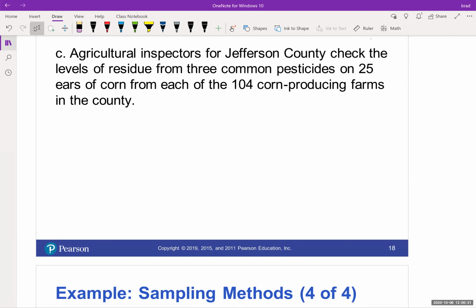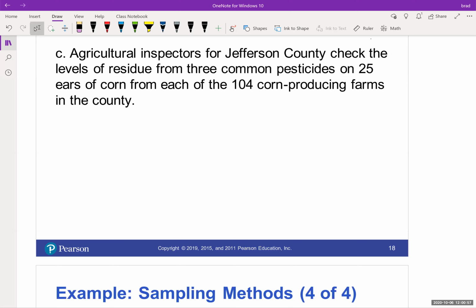Agricultural inspectors for Jefferson County checked the levels of residue from 3 common pesticides on 25 ears of corn, each of the 104 corn producing farms in the county. Okay, so each farm may have a different pesticide to use. So the inspectors could consider corn from each farm as a subgroup or strata.